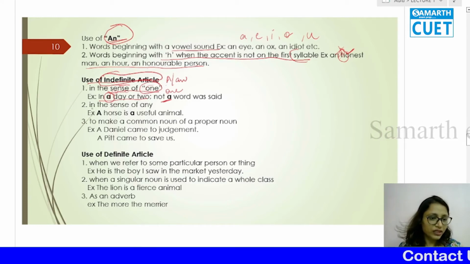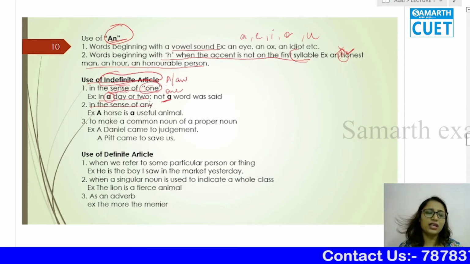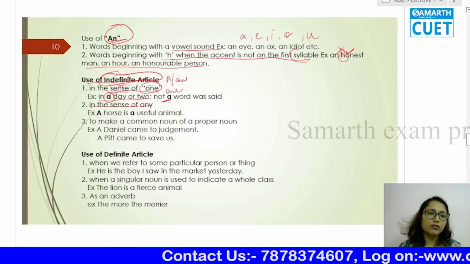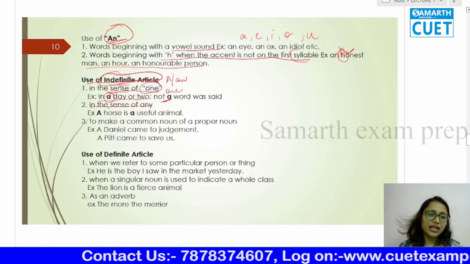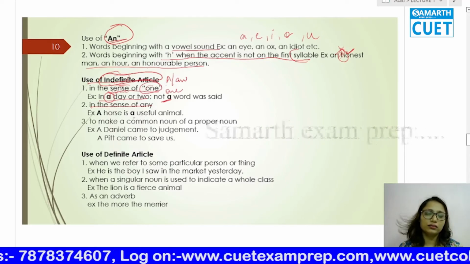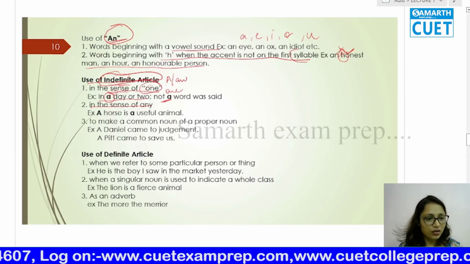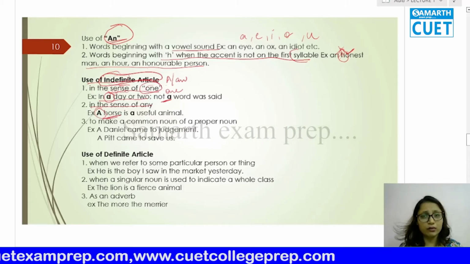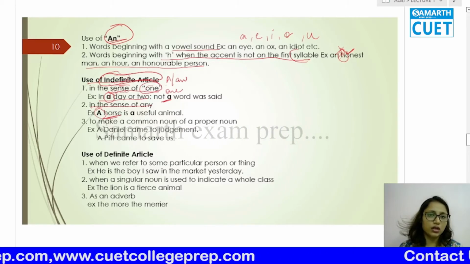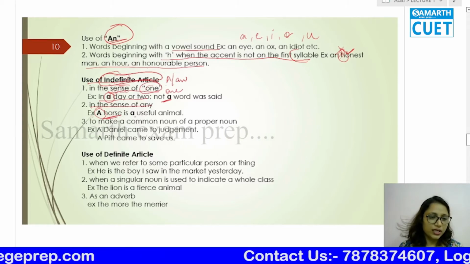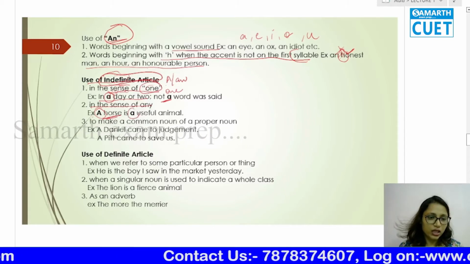Okay. In the sense of any, like I have told you, indefinite means any, not particular. Anything we are talking about, that word is going to take A before it. A horse is a useful animal. Now, a horse, because we are talking about any horse, not any particular horse. So it is taking A before it. A horse is a useful animal.